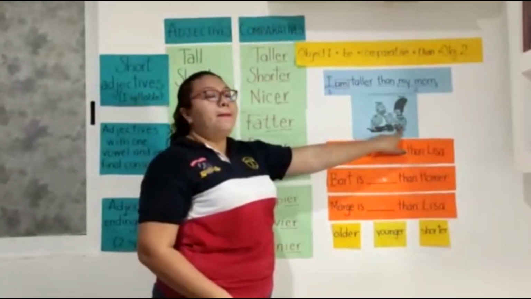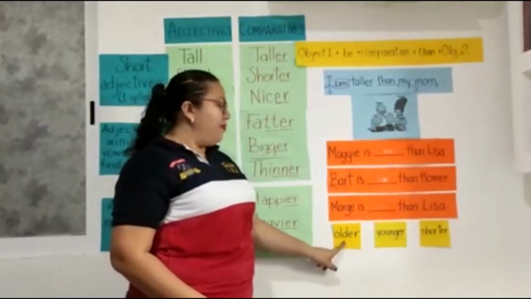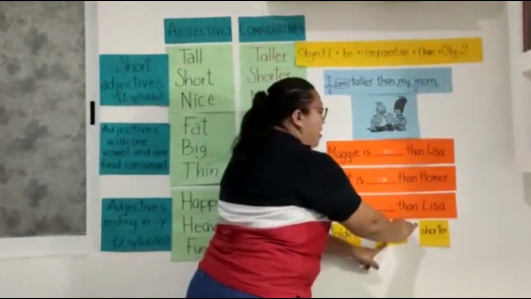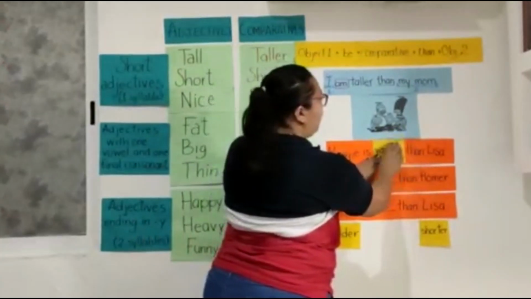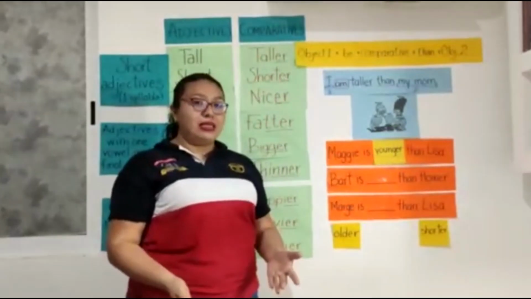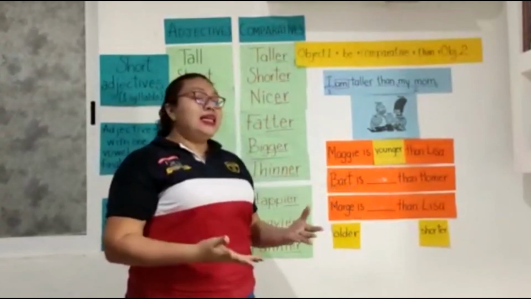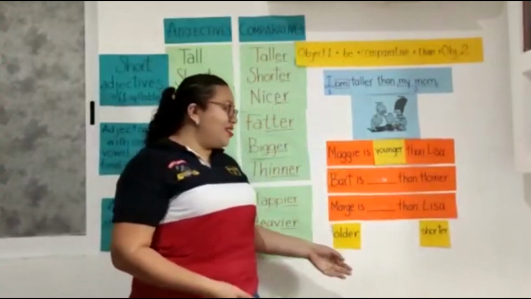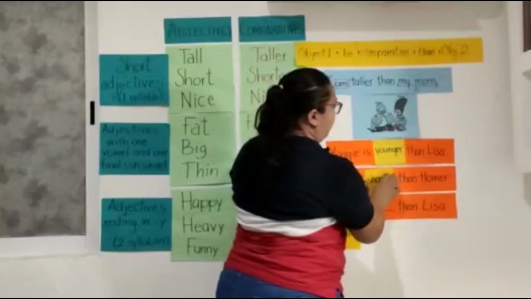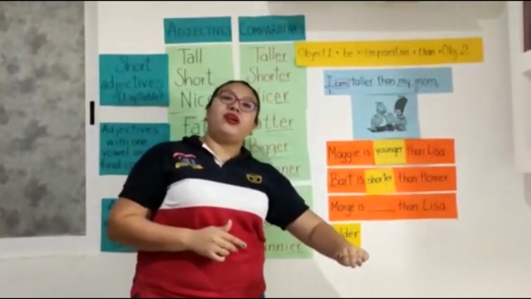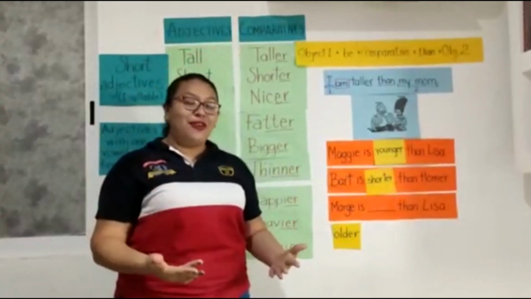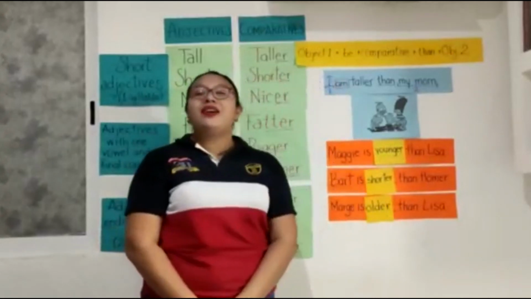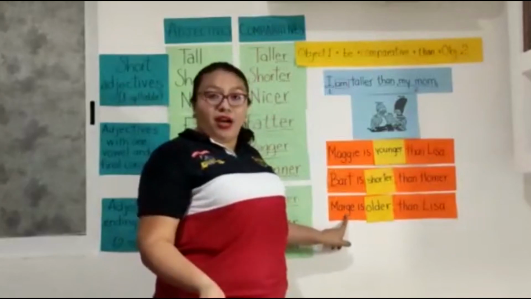Maggie is than Lisa. Older? No. Younger? Yes. Because Maggie is a baby. Maggie is younger than Lisa. Now, number two. Bart is older or shorter than Homer. What do you think? Yes, very good. Bart is shorter than Homer. Very good. Finally, Marge is older than Lisa. Because remember that Marge is the mom.